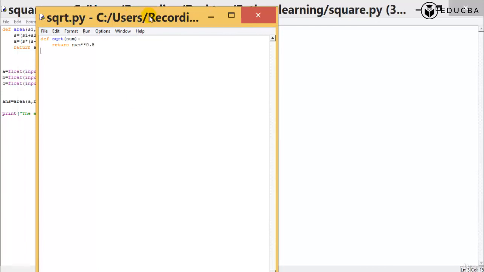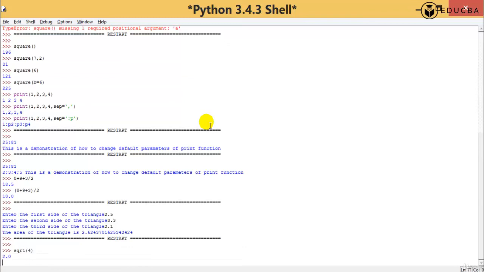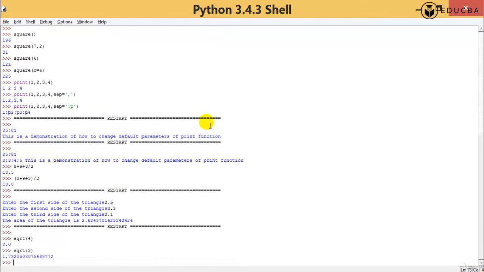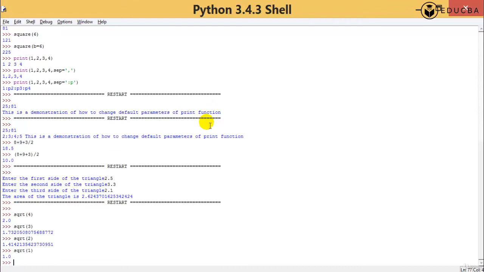So when I run this program, that function is defined for me. I haven't printed anything. I can call the function with a parameter. What is the parameter that I can give? Can I say square root of 4? What is the square root of 4? 2. That's right. Square root of 3 will return to me 1.732. That's right. What about sqrt of 2? It returns to me 1.414. What about the square root of 1? It returns for me 1. So that's how the function is going to work. These are a few practice problems for you to understand functions.